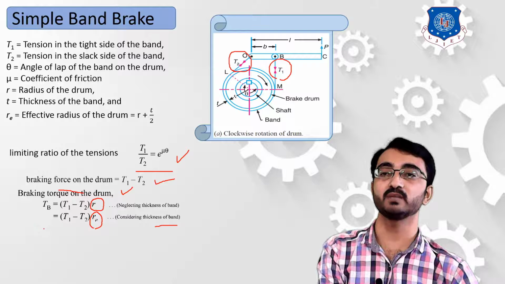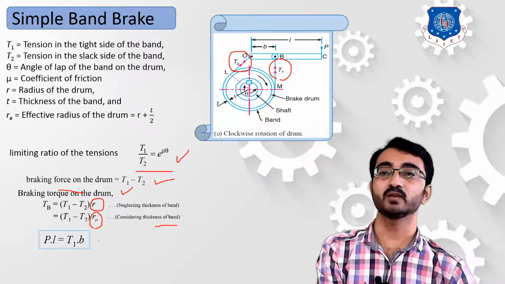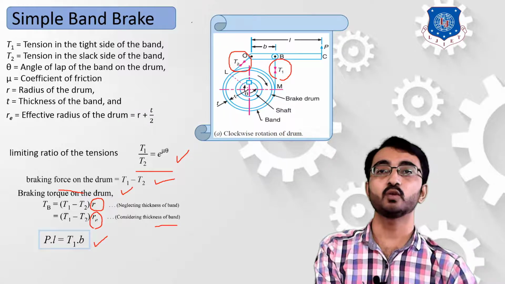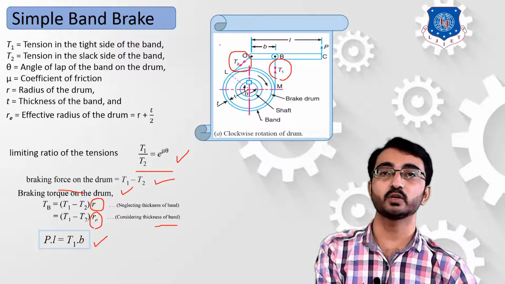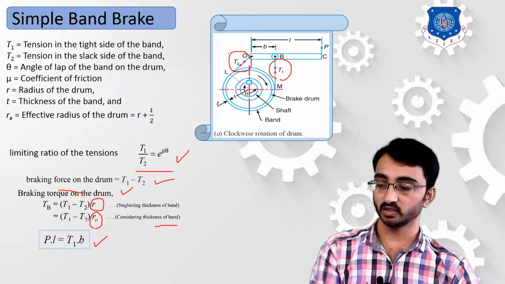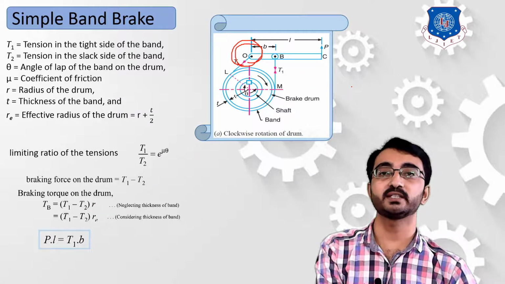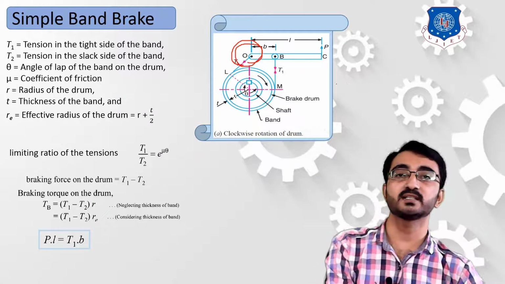Okay, so your equation will be (T1 minus T2) into effective radius r. Now the next condition, that is the amount of moment which is produced about this O point. So the moment is produced due to mainly three forces. First force we can consider this P force.